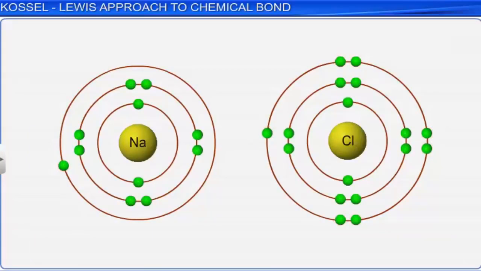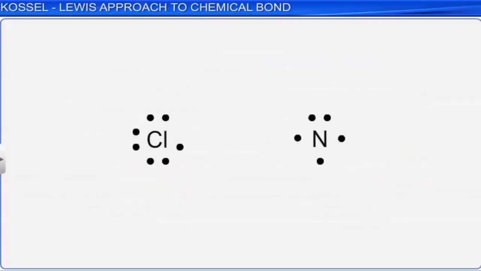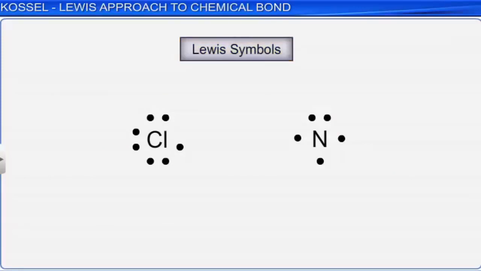Except valence electrons, the remaining part of the atom, that is the nucleus with the inner shell electrons, is called the kernel. Lewis proposed simple notations to represent valence electrons in an atom. These notations are called Lewis symbols. As per Lewis symbols, the number of valence electrons of an element are represented as dots around the symbol.